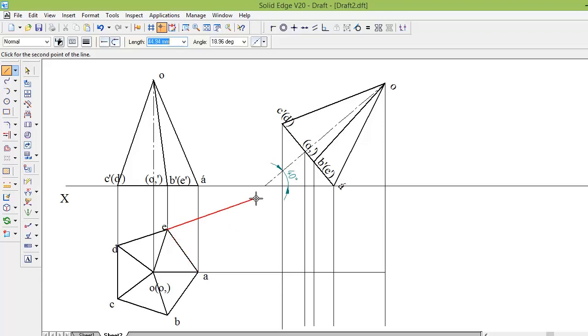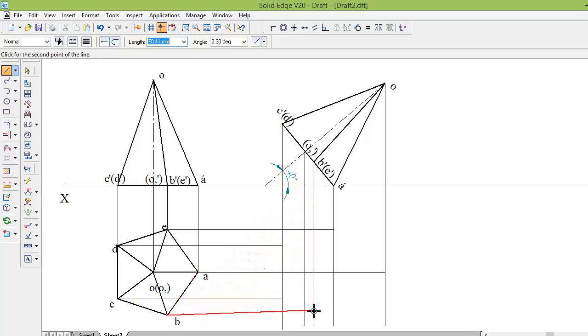This is E. I will drop to E only. This is D. Up to here only it is enough. C. C is here. It is enough here. And B. B is here. I will drop to here.